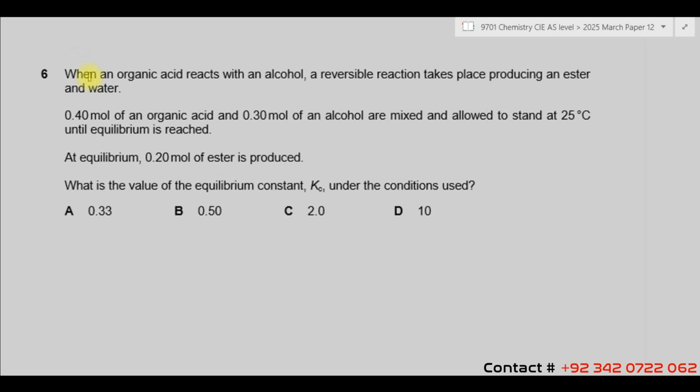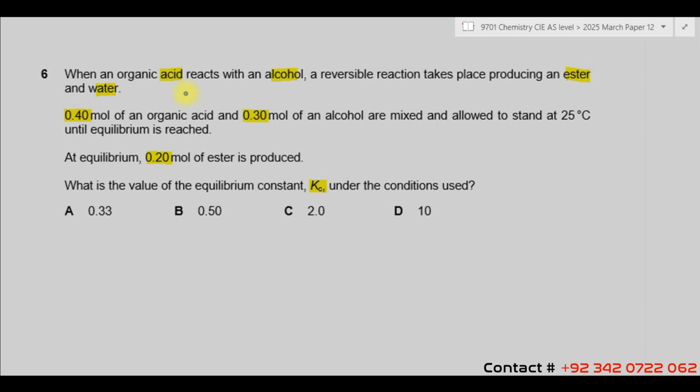Question number 6. When an organic acid reacts with an alcohol, a reversible reaction takes place producing an ester and water. 0.4 moles of an organic acid and 0.3 moles of an alcohol are mixed and allowed to stand at 25 degrees Celsius until equilibrium is reached. At equilibrium, 0.2 moles of ester is produced. What is the value of equilibrium constant Kc under the conditions used?